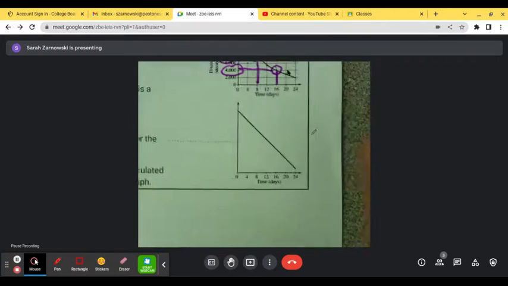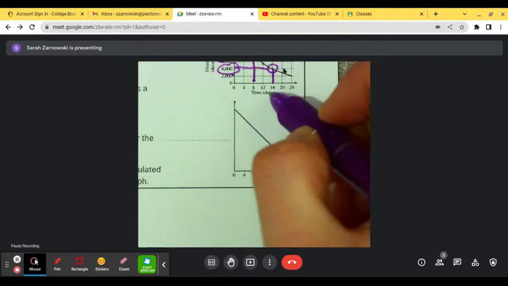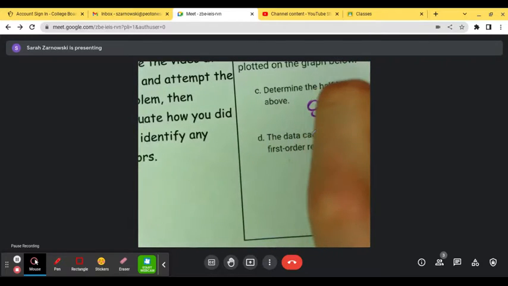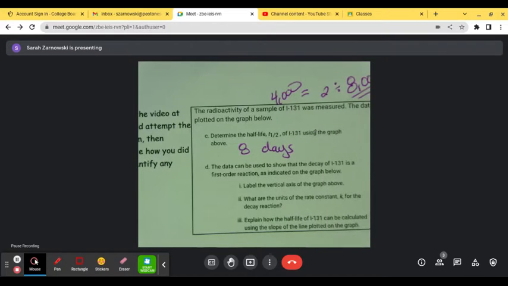And which, if I go back to the graph here, there is. So that means my half-life is roughly 8 days. So for this one, it would be 8 days for half the sample to decay.